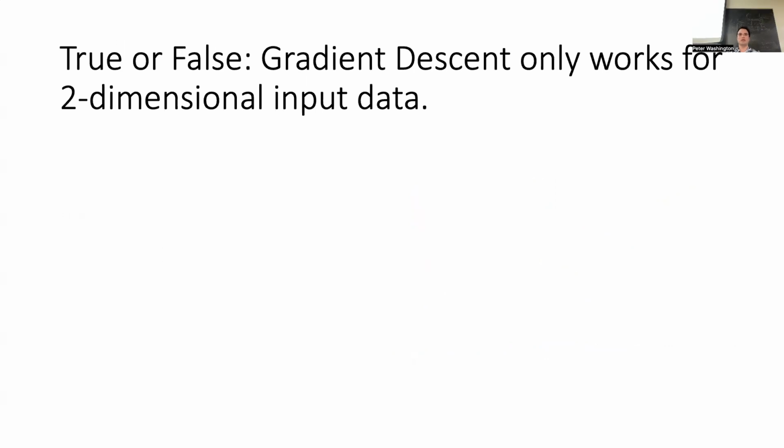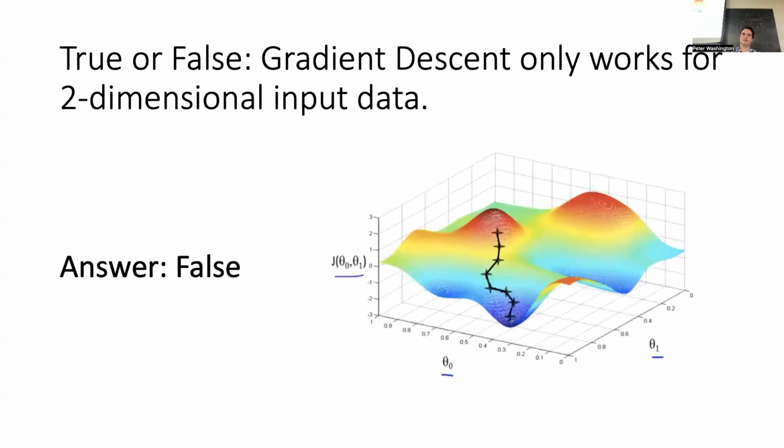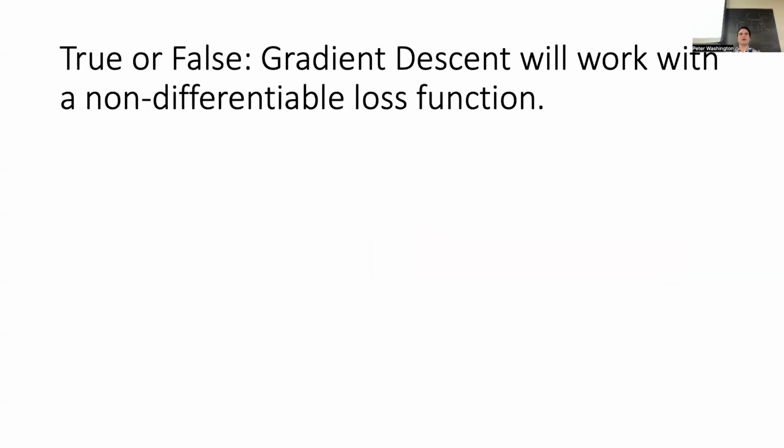Okay, true or false, gradient descent only works for two-dimensional input data, like we showed in class. Who thinks true? Who thinks false? Yep, gradient descent works for neural nets and for any type of complex model. True or false, gradient descent, as we described in class, will work with a non-differentiable loss function. Who thinks true? Who thinks false?